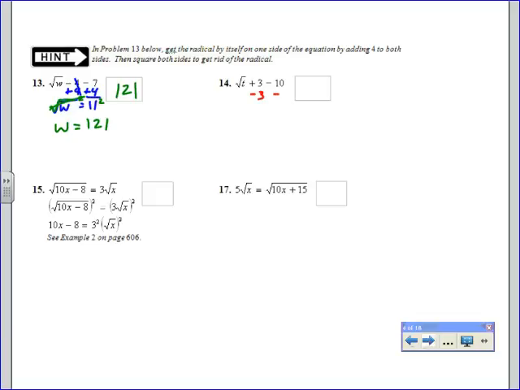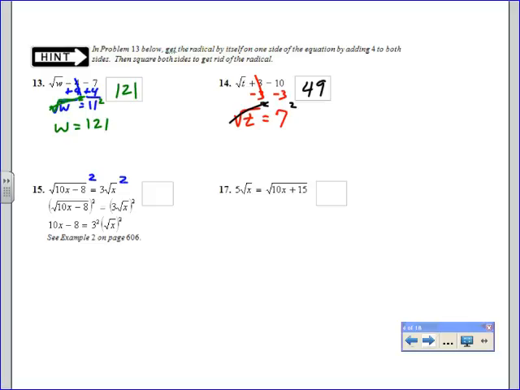You didn't use a calculator, did you? No calculators. 14. Subtract 3. Square root t equals 7. What do I do from here? Square both sides. Cancel that guy out. 49. 7 times 7 is 49.